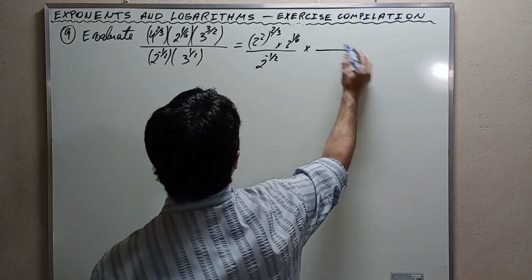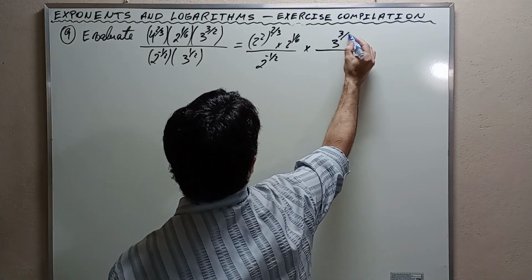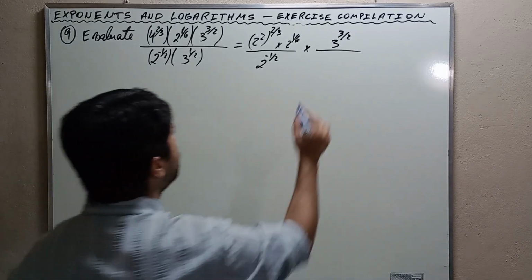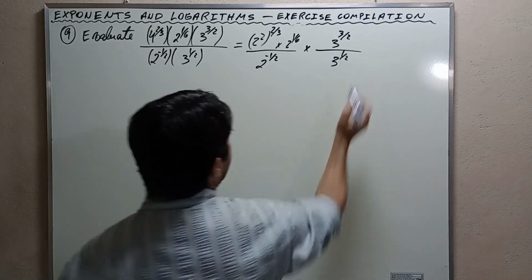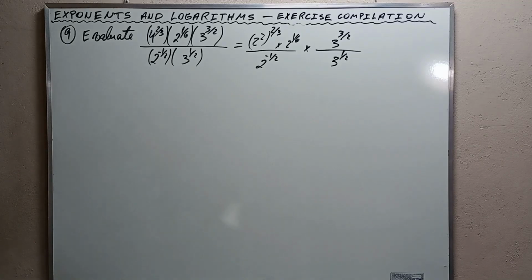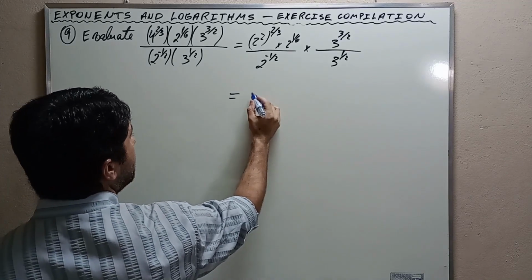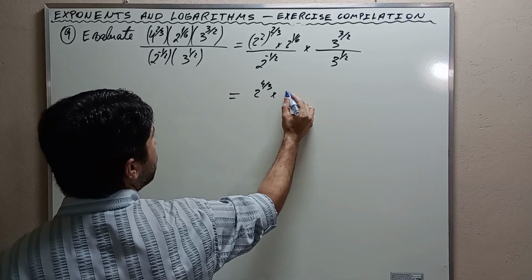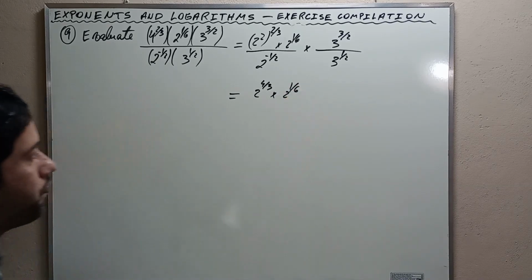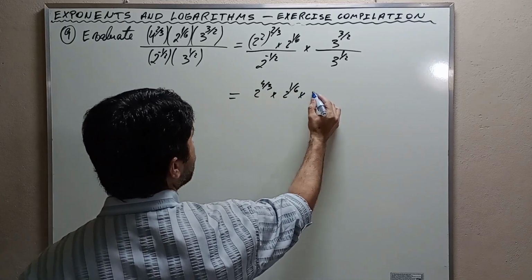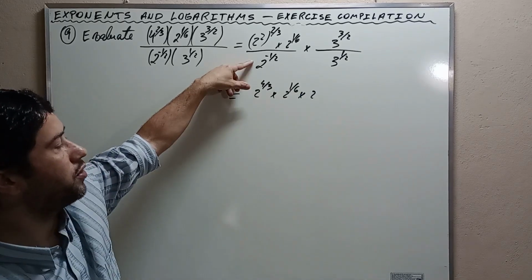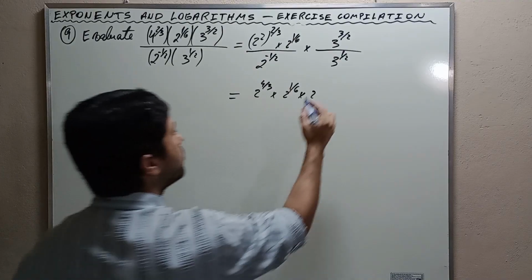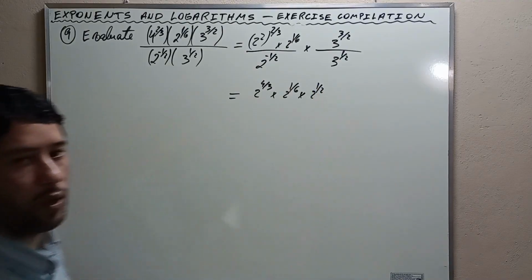And here this side, 3 raised to the power of 3/2 divided by 3 raised to the power of a half. Working on them separately, we find that it is 2 multiplying 4/3 times 2 1/6 times, to convert from the denominator to the numerator, what we do, we invert the sign, 2 raised to the power of a half.